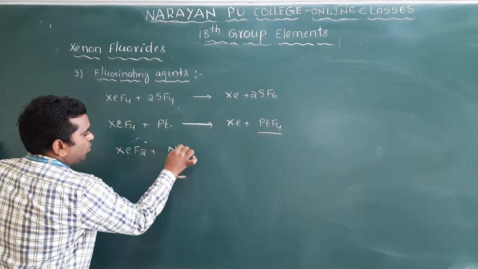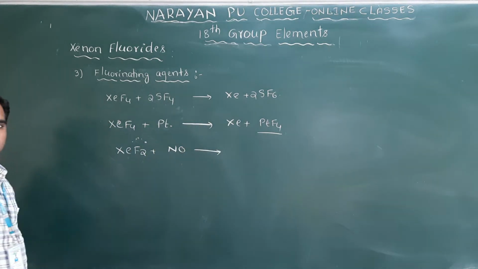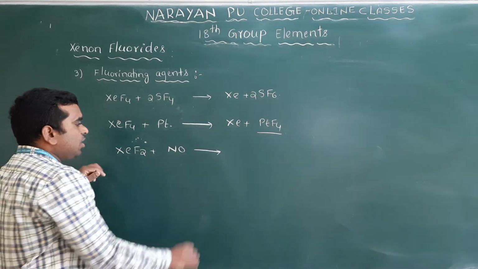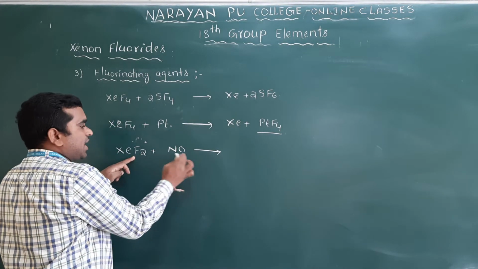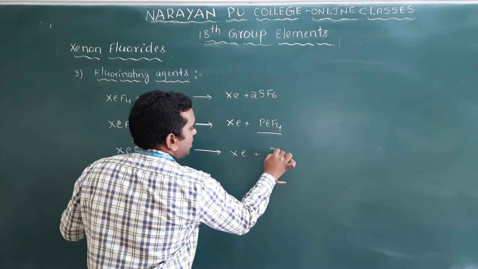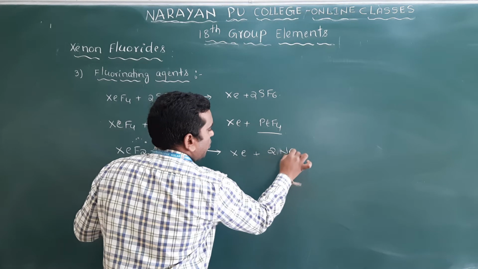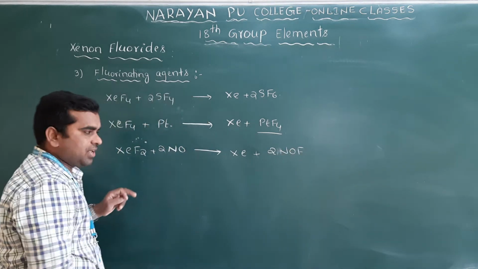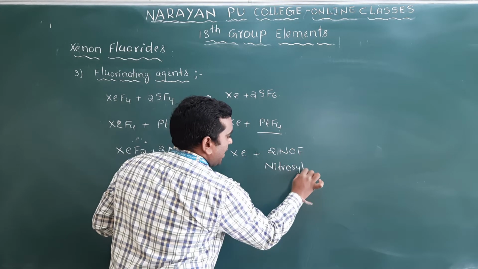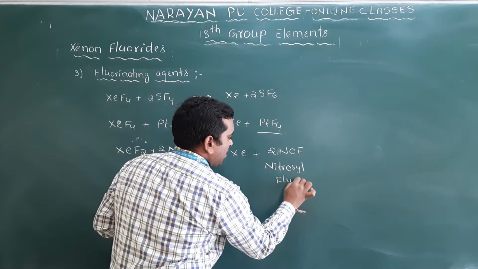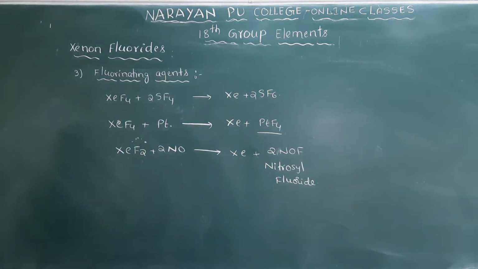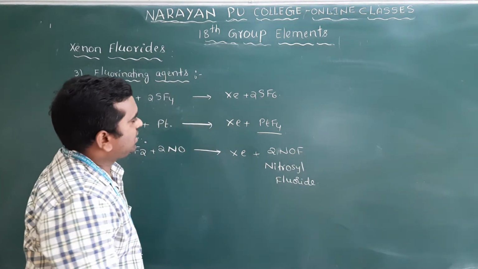In the same way, if I take XeF2 plus NO, nitric oxide, clear? Then what will you get? It provides 2 fluorine atoms here. So here you will get Xe plus 2 NOF, nitrosyl fluoride. So this is about the fluorinating agent. Clear? And the next important one is here.